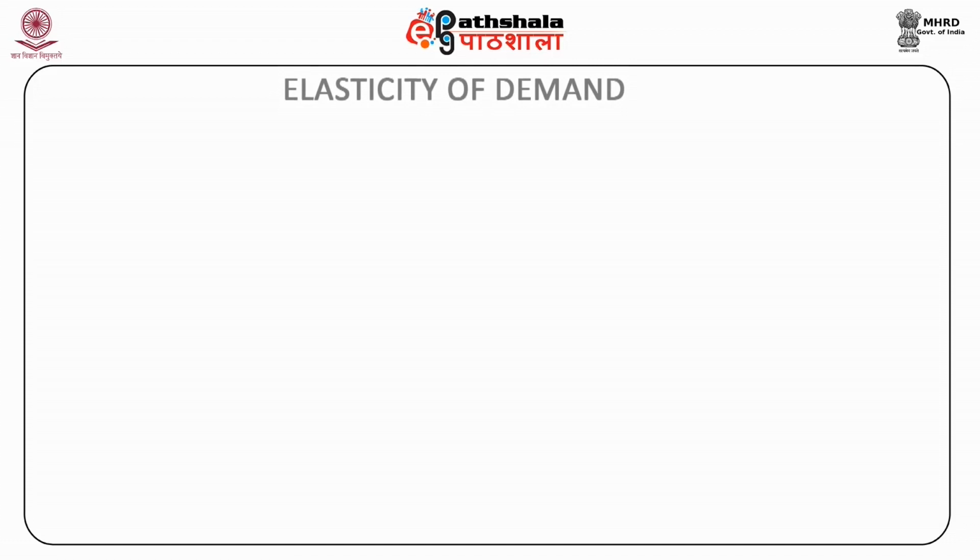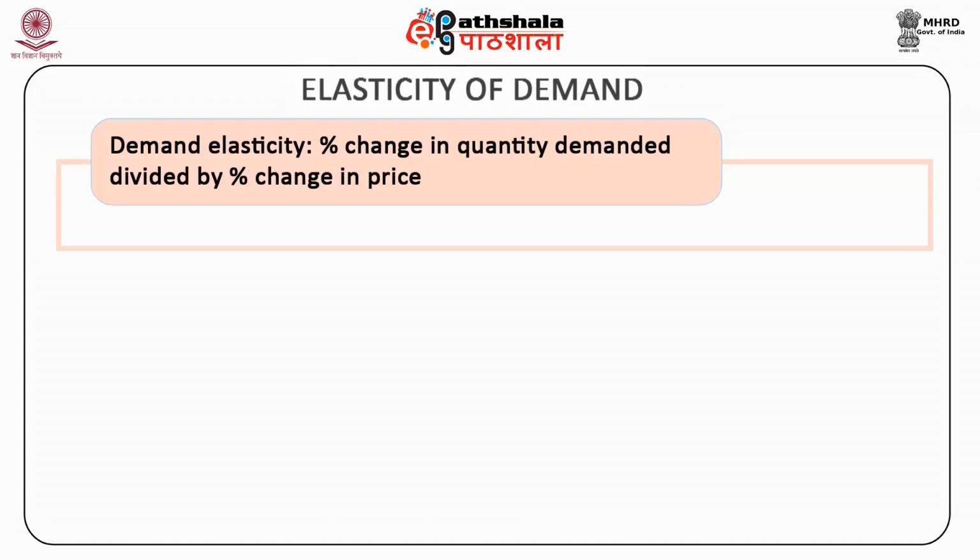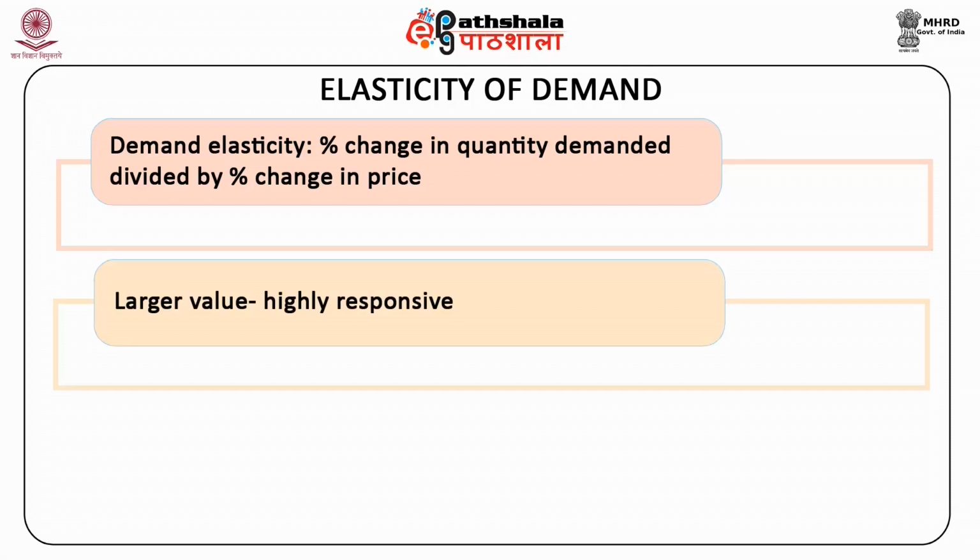According to Lipsey and Chrystal, demand elasticity is measured by a ratio: the percentage change in the quantity demanded divided by the percentage change in the price that brought it about. For normal, negatively sloped demand curves, elasticity is negative, but the relative size of the two elasticities is usually assessed by comparing their absolute values. The larger value of elasticity indicates that the quantity demanded is highly responsive to a little change in the price. That is, quantity demanded changes more as compared to the change in the price.